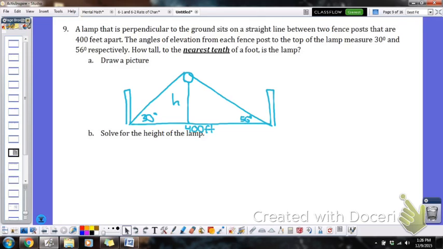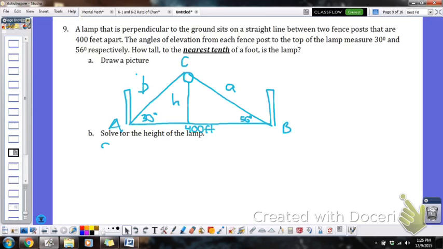We're looking for H. Now, just so we have some reference, I'm going to label my triangle A, B, and C, making this side little a, this side little b, and the third side, the 400, will be little c. We need to find the height of the lamp. So the first thing we're going to do is find side a, and I'm going to use the law of sines to find side a.